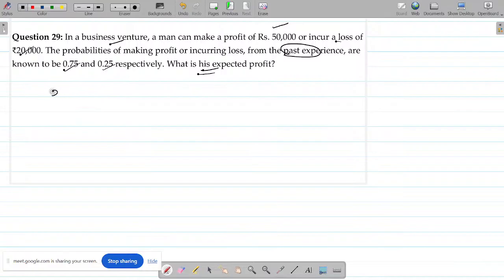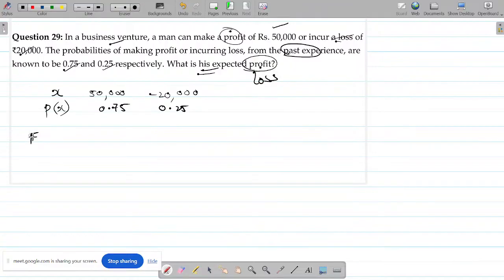You have to take the X values. For profit, it's given 50,000. And or incurs a loss of 20,000, so you take it as negative. That's the only difference. And they are giving the probability values directly: for this it is 0.75 and for this it is 0.25. The question is what is the expected profit? Whether they ask expected profit or expected loss, your concept of dealing is the same.